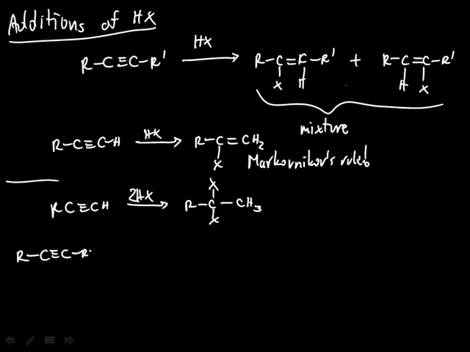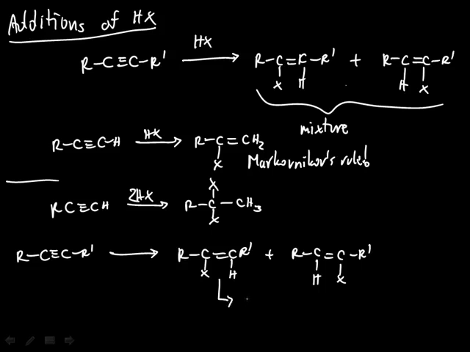However, even if we had an internal alkyne, we will get a mixture of this and this. But each one of these will now add a second molecule according to Markovnikov's rule. In other words, the orientation repeats itself in the second addition.